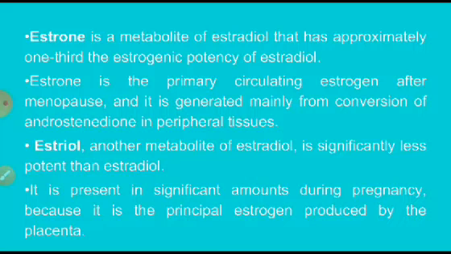Estrone is the primary circulating estrogen after menopause. This is again a very important point. Estrone is generated mainly from the conversion of androstenedione in peripheral tissues. Next is estriol, another metabolite of estradiol, which is significantly less potent than estradiol. It is present in significant amounts during pregnancy because it is the principal estrogen produced by the placenta.